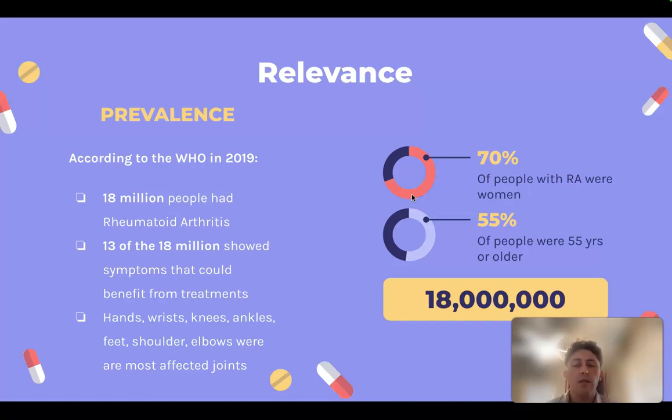And like I mentioned, hands, wrists, knees, ankles, etc., all those various joints are mainly affected by rheumatoid arthritis. And then out of those 18 million, 70% of the people were actually women, which I mentioned the various causes of. And then 55% of them were middle-aged, showing how women and middle-aged individuals are at most risk for rheumatoid arthritis.